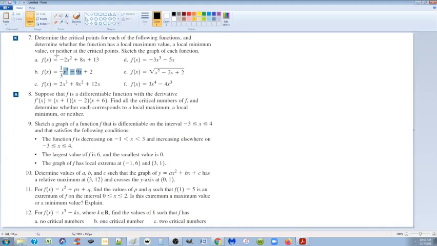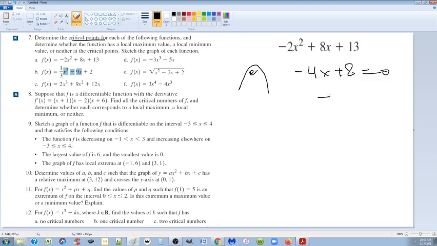Okay, so very quickly, let's look at what we're looking at. Downward facing parabola. Parabolas only have one critical point. They want the critical point, local max or min, local min, or neither. Sketch the graph. Okay, so first of all, this is a downward facing parabola. Only the vertex matters. So if we take the derivative, we get this. If we set it to 0, we get this.